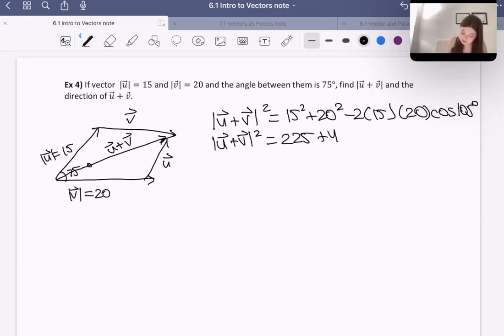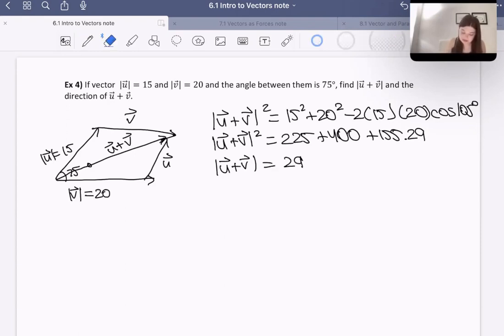225 plus 400 plus 155.29. And then that means that if we square root that, we're going to get 27.93. So very close to 28. Okay? Next, I'm going to use the sine law and say, well, now that we know that number, we can use sine law in order to find the direction. So I'm going to try to find this one here.